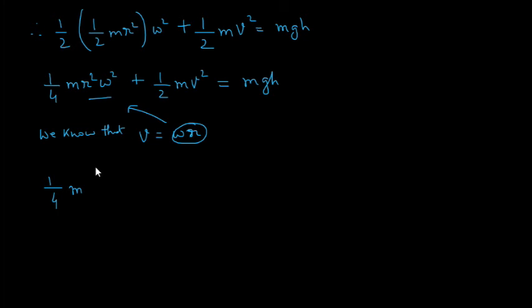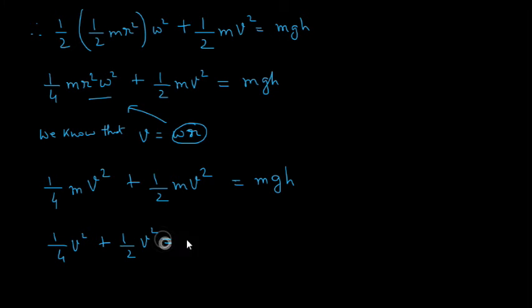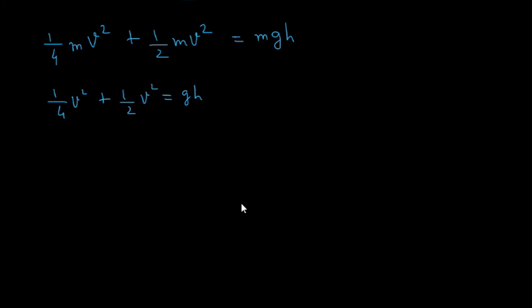Here if we put the values, we get 1/2 m v square plus 1/4 m v square is equal to m g h. We can take out m common and it will cancel from both sides. So the equation will be 1/4 v square plus 1/2 v square is equal to g h. Upon solving, we get 3/4 v square is equal to g h.